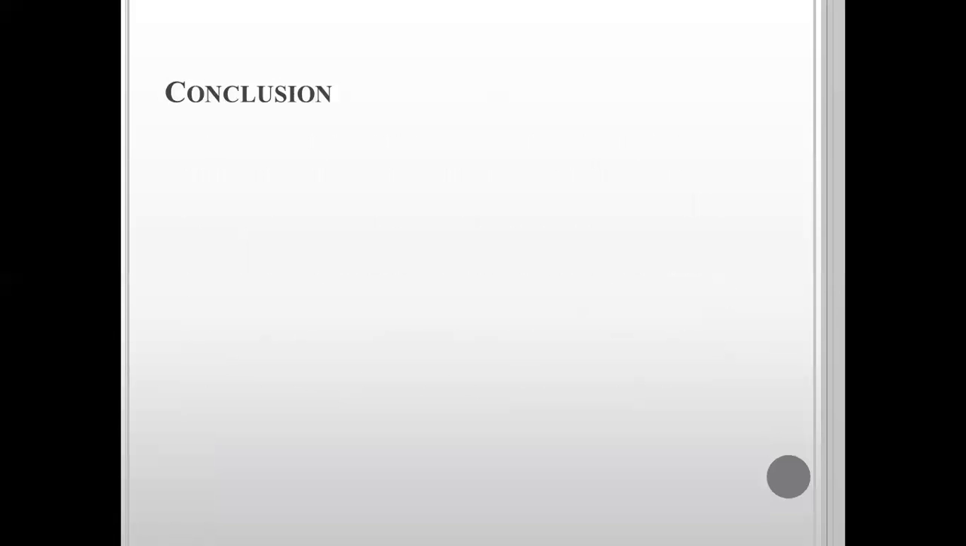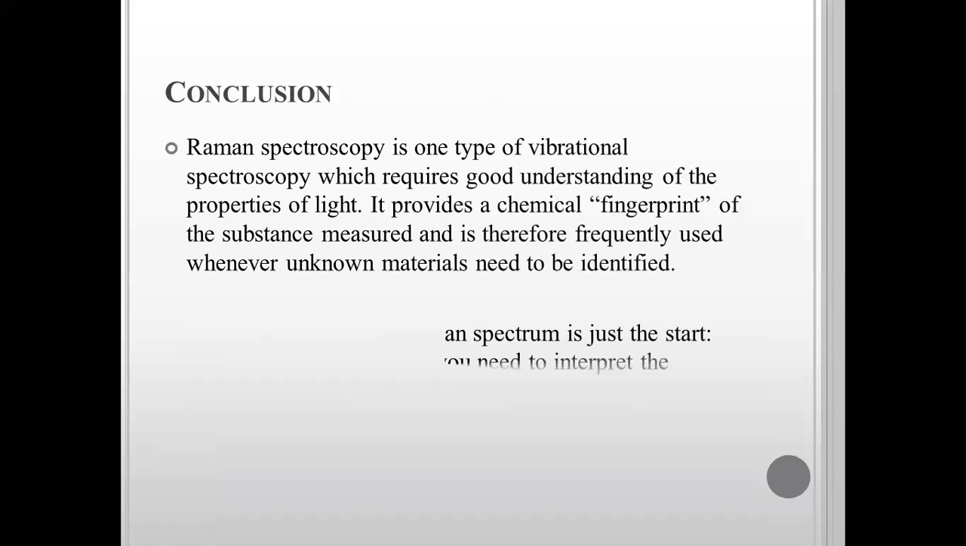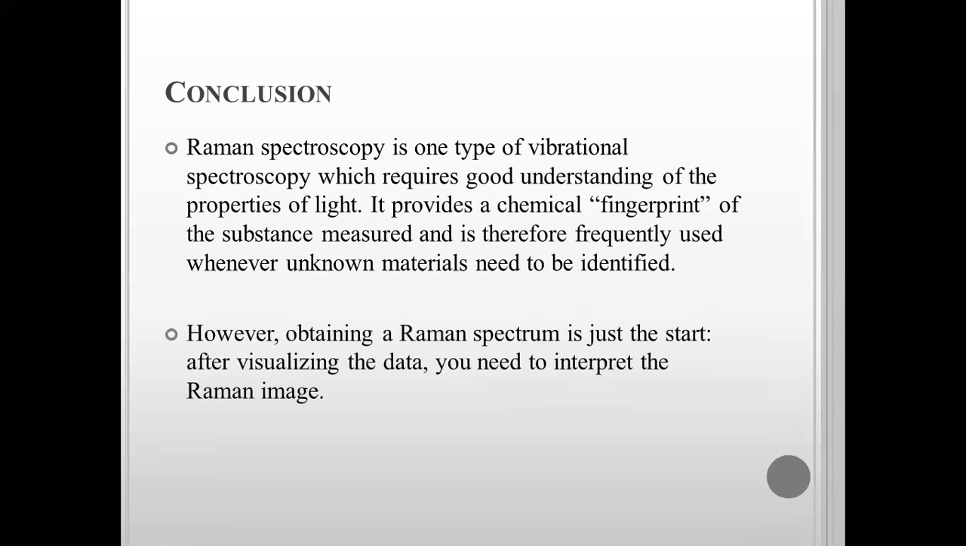So at last, conclusion. Raman spectroscopy is one type of vibrational spectroscopy which requires a good understanding of the properties of light. It provides a chemical fingerprint of the substance measured and is therefore frequently used whenever an unknown material needs to be identified. However, obtaining a Raman spectrum is just the start. After visualizing the data, you need to interpret the Raman image.